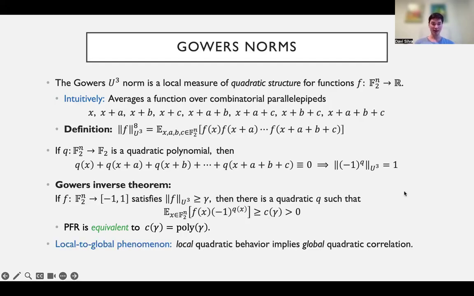And this can be seen as a local to global phenomenon, where local quadratic behavior, given by these local linear dependencies of quadratic polynomials, if this is satisfied approximately, which is measured by the U3 norm, then this implies global quadratic correlation, meaning some correlation with a quadratic phase function over the whole domain.